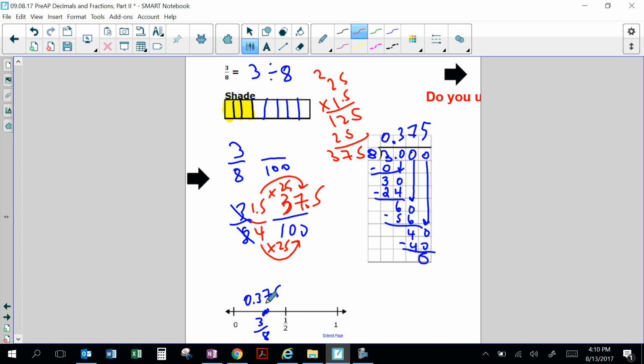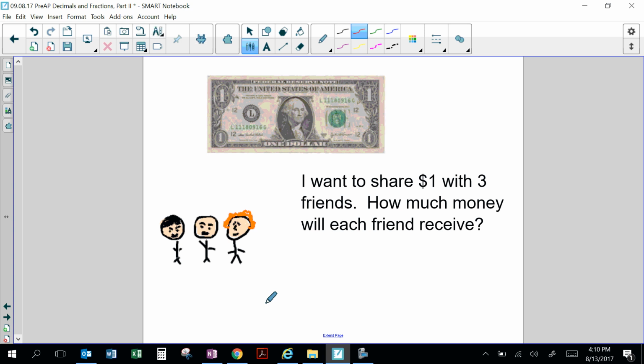All right, next one. I want to share $1, this dollar right here, with 3 friends. How much money will each friend get? Well, let's think. This person may get 30 cents, 30 cents, 30 cents. Nope, that's only 90 cents, so it cannot be 30 cents. 35 cents, 35, 35. No, that's $1.05. That's too much. 33 cents, 33 cents, 33 cents. That's 99 cents. I have 1 cent left over.